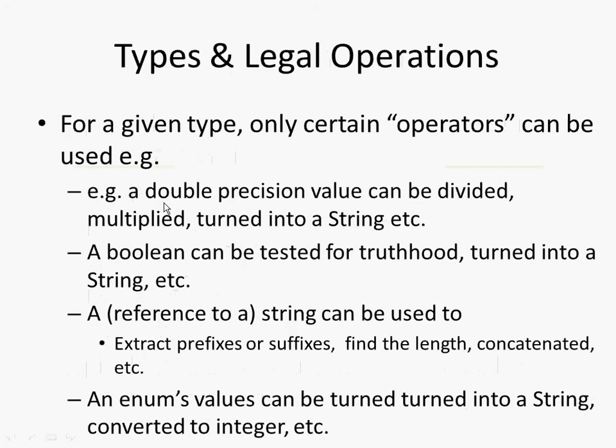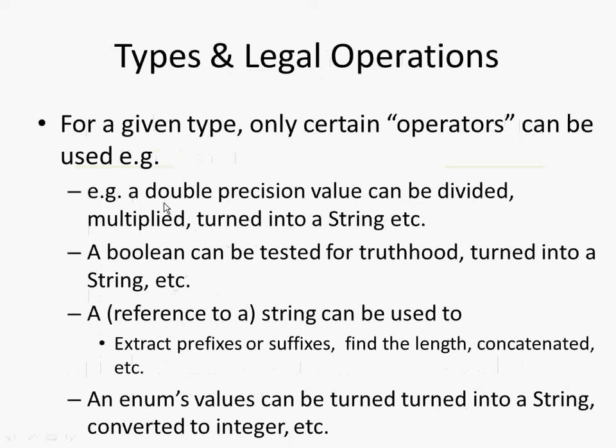And for a given type, the fact that a value is of a given type limits what you can do with it. So for example, you cannot subtract one string from another. You can't multiply a Boolean. There's only certain things you can do. You can't say if a double value, or even if an int. You can't do this in Java.